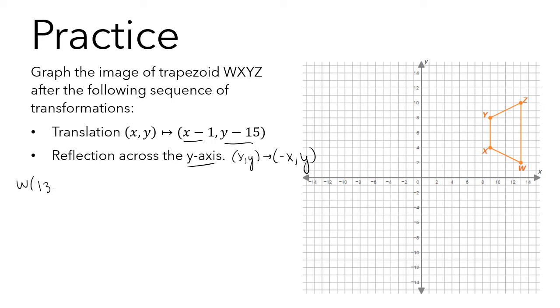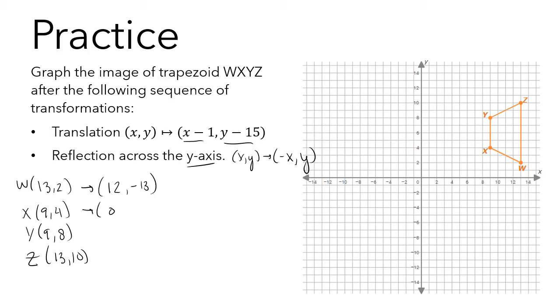W is going to be at (13, 2). X is going to be at (9, 4). Y is going to be at (9, 8). And Z, (13, 10). So first, translate. 13 minus 1 is 12. 2 minus 15 is negative 13. 9 minus 1 is 8. 4 minus 15 is negative 11. 9 minus 1 is 8. 8 minus 15 is negative 7. 13 minus 1 is 12. 10 minus 15 is negative 5.